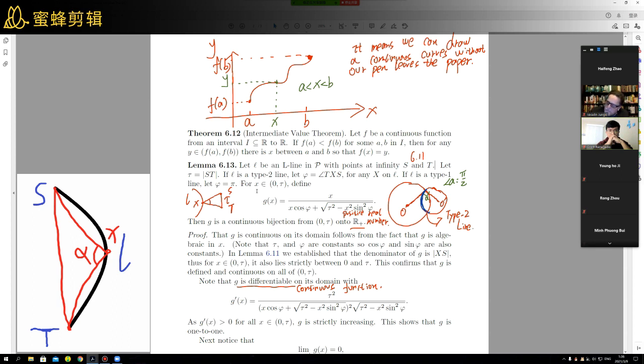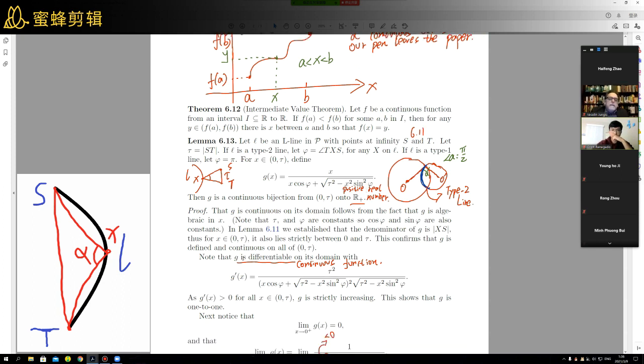And we get this formula: g(x) = x / (x cos φ + sqrt(τ² − x² sin² φ)). And we note that g is differentiable on its domain, as a continuous function. Because it's a continuous function, we can use differentiability and get this formula.